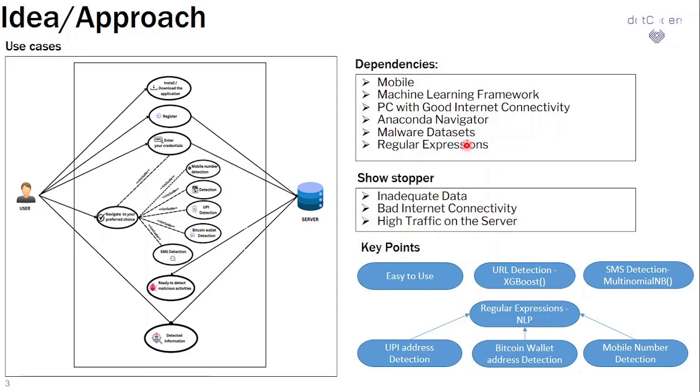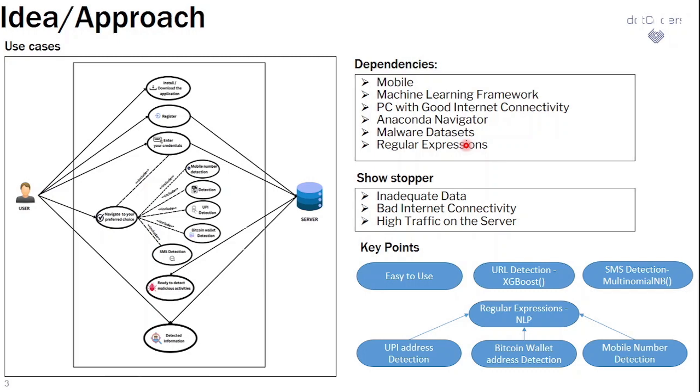Let me get back to the key points of our application. It is easy to use: a person with minimal knowledge of mobiles can utilize our application. URL detection uses an XGBoost classifier; out of all the algorithms used, XGBoost outperformed with 97% accuracy. SMS detection uses a multinomial naive Bayes classifier, which also outperformed, with an accuracy score of 97%. NLP is used for generating regular expressions for UPI address, Bitcoin wallet address, and mobile number detection.